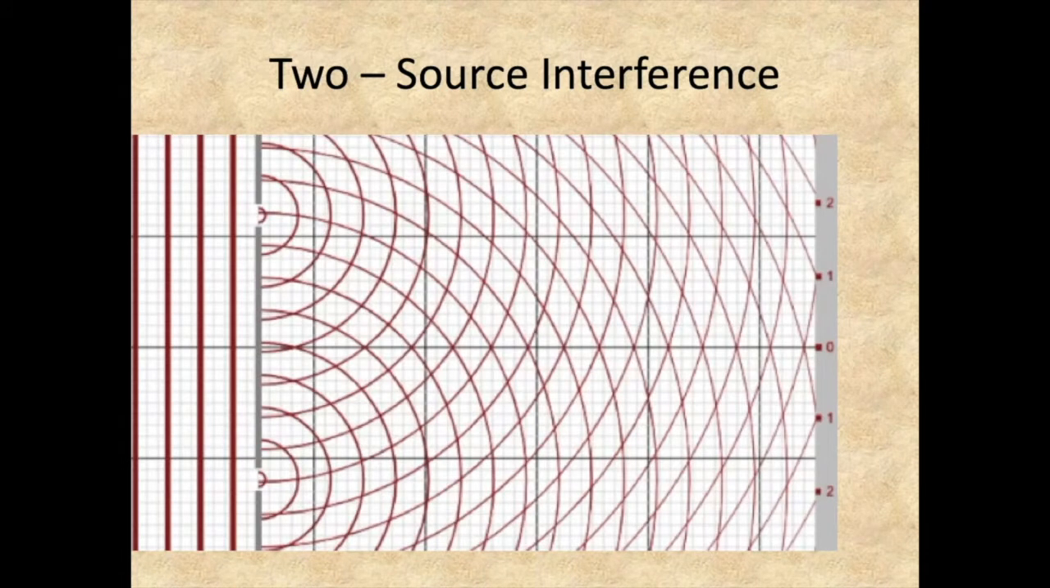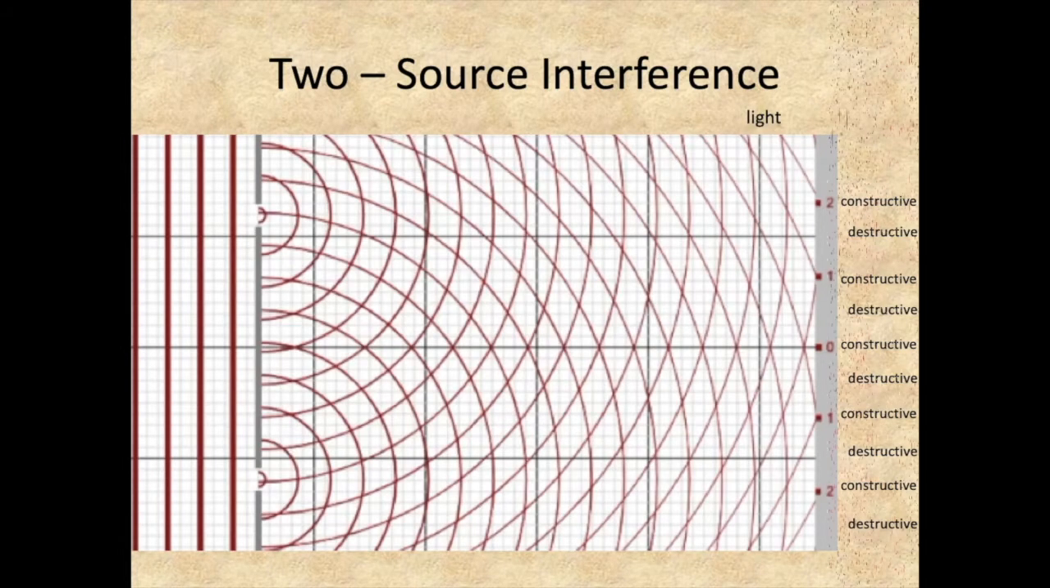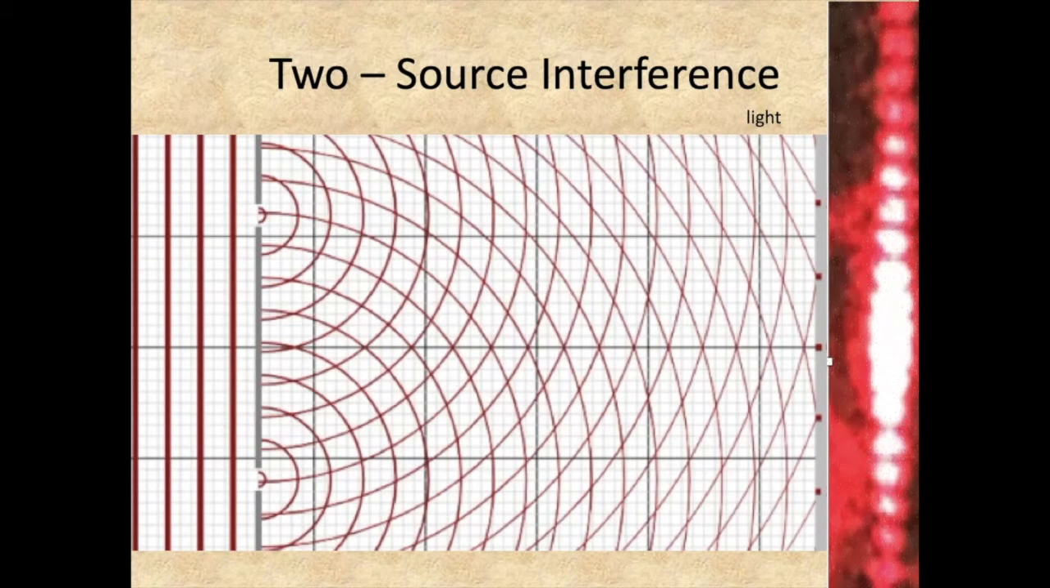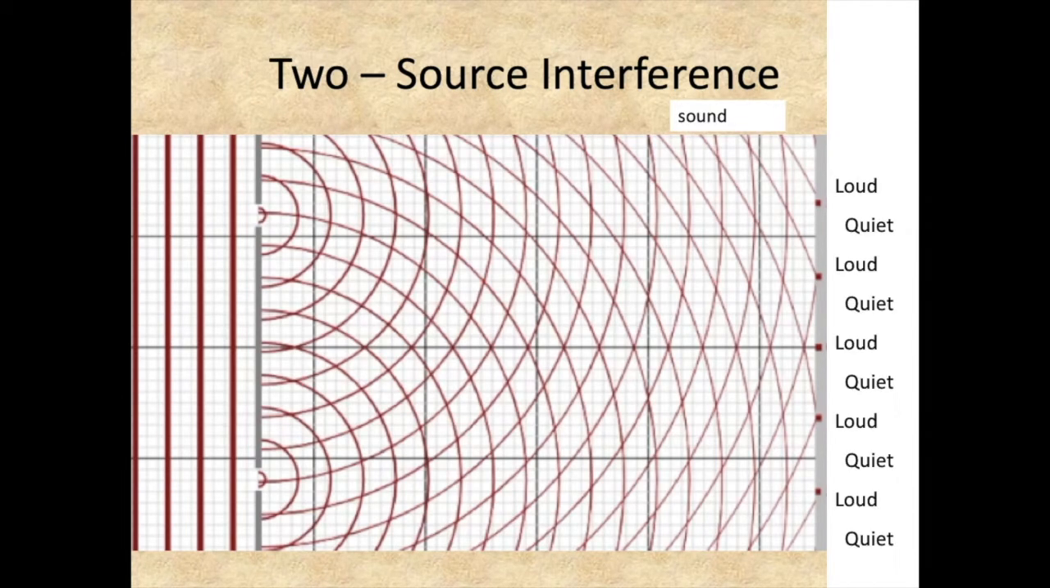Moving on, to show you an example of this pattern, constructive point, that's the central max. Those are all the constructive points. So for light, they would be bright spots. For sound, they would be loud spots. In the middle of each, we have destructive interference points. So for light, you would see something like this. And for sound, that would be the pattern you would hear.